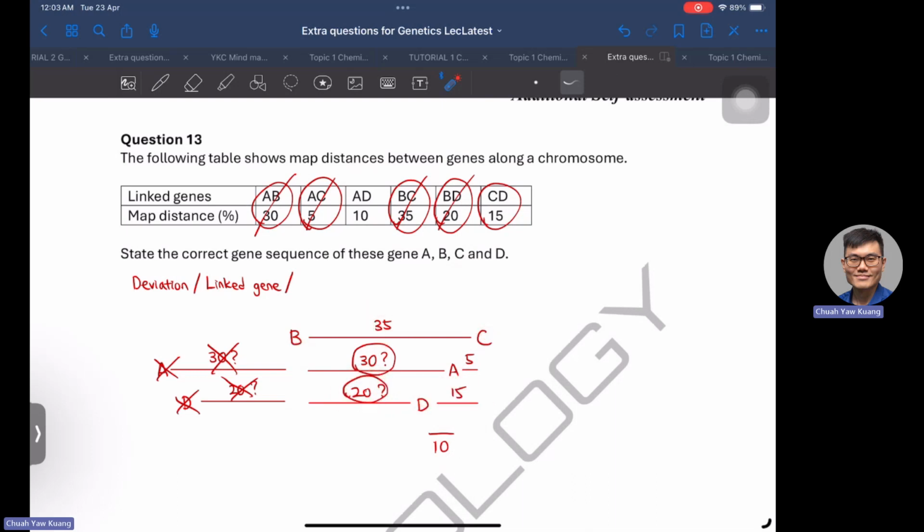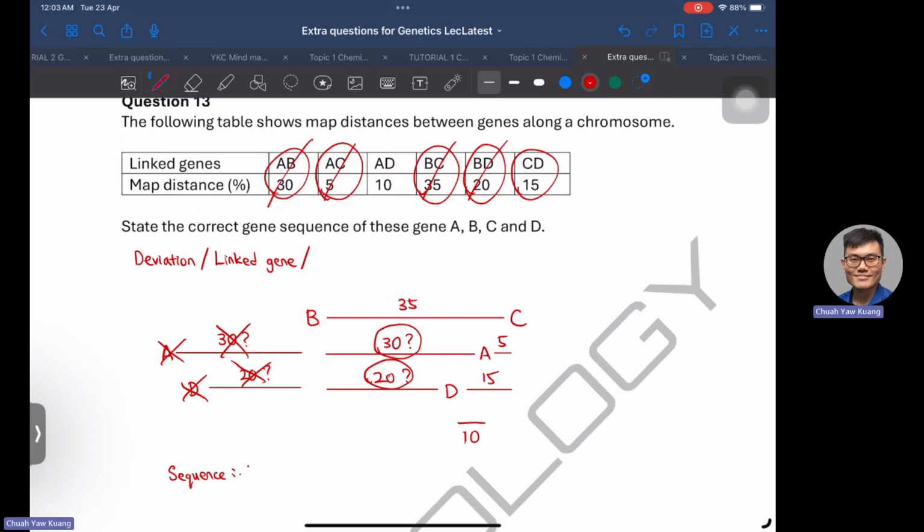With that, after we check all of these, it is all correct. Now we can determine the sequence. So the sequence will be B, D, A, C. That's why the correct sequence will be B, D, A, C.